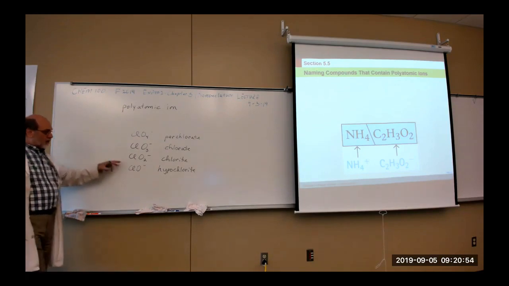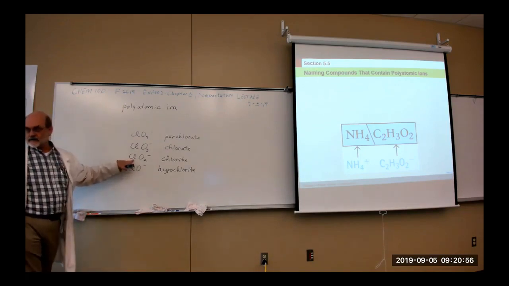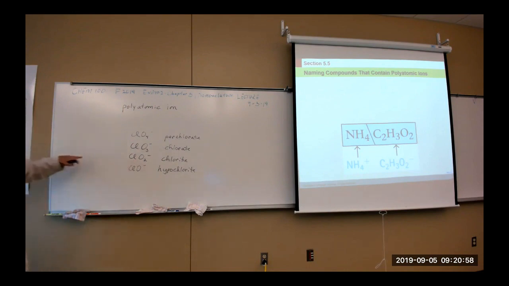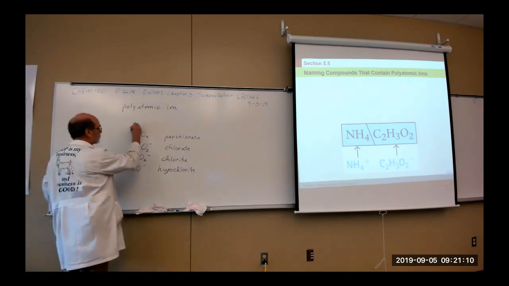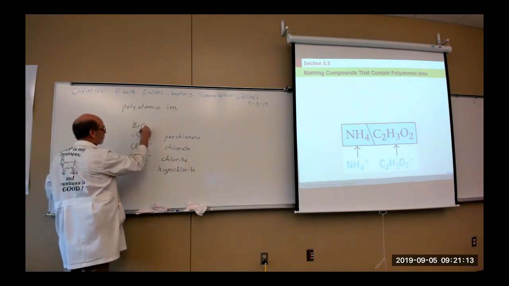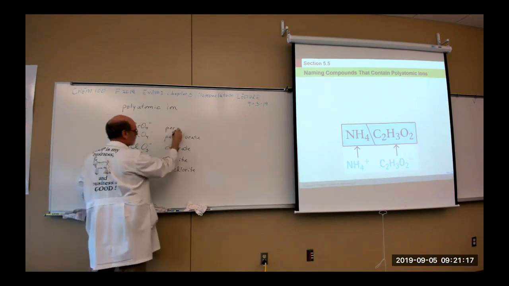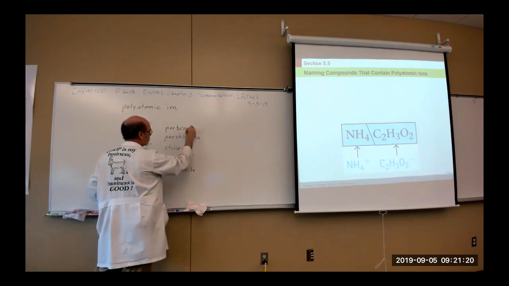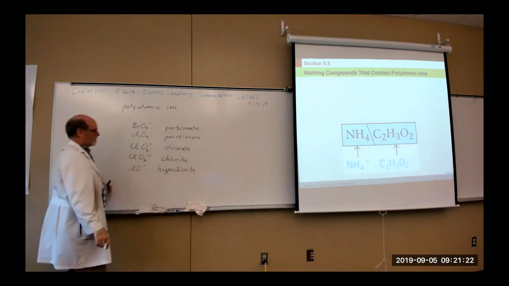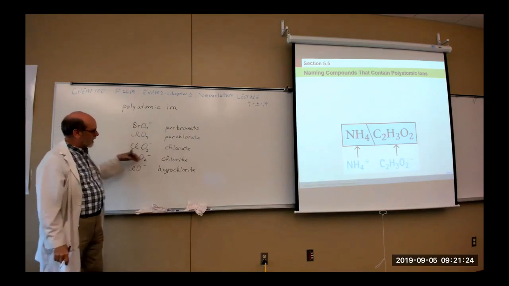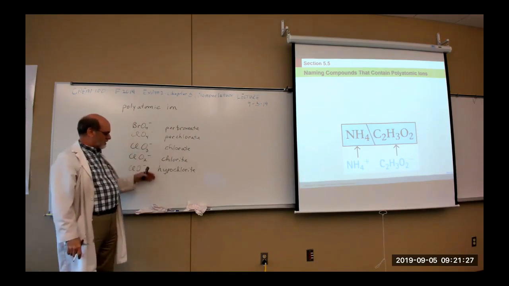Now, notice this is a halogen. You can substitute another halogen in here, except for that one. Fluorine doesn't behave like the rest of them. But you can put a bromine in there, right? So if we put a bromine in this one, that would be what? Perbromate. And if you did the same substitution down here, you'd have bromate, bromide, hypobromite.